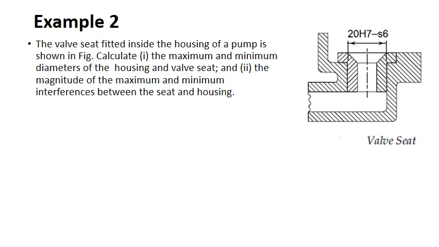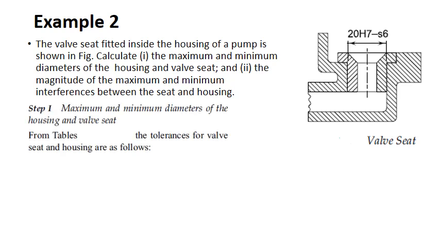Let us see the second example. Here we have a valve seat, where we have to have an interference fit for the assembly. We are required to estimate the maximum and minimum diameters of the housing. The housing you can treat as a hole, and the valve seat as the shaft. Then we are expected to calculate the maximum and minimum interferences. Okay, 20H7 and S6, you can go to the tolerance table, right?